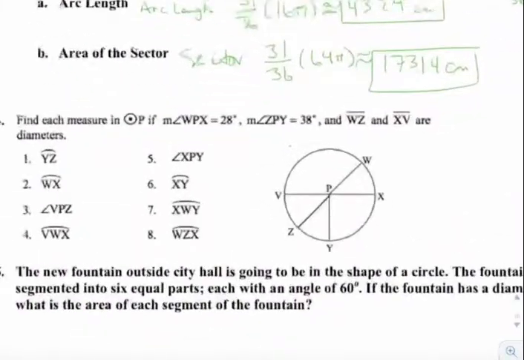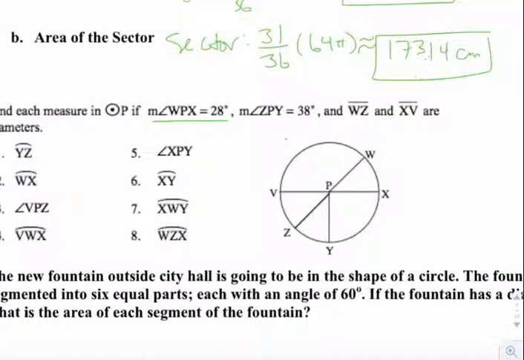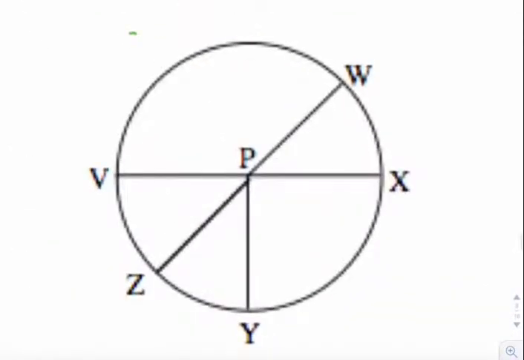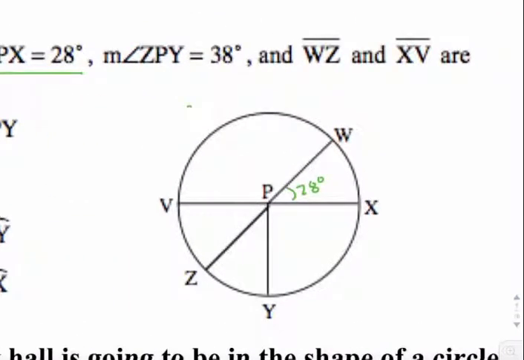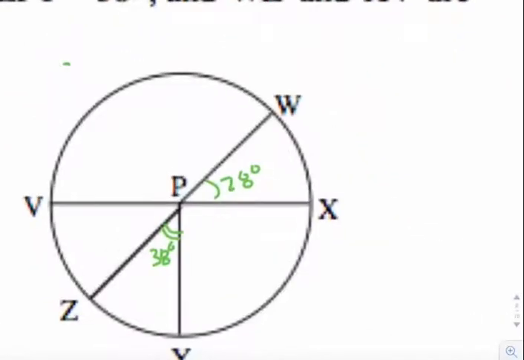Okay, for each measure in circle P, we had some assumptions here. Angle WPX is 28, so let's go ahead and mark that. WPX is 28. ZPY is 38. And WZ and VZ are diameters, which means it goes to the center. And that just means that's the center of the circle.